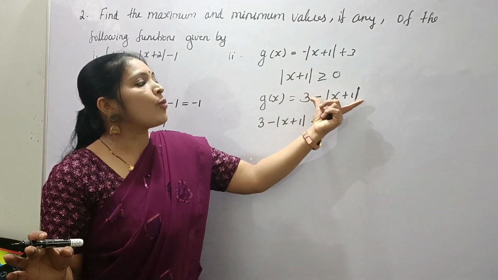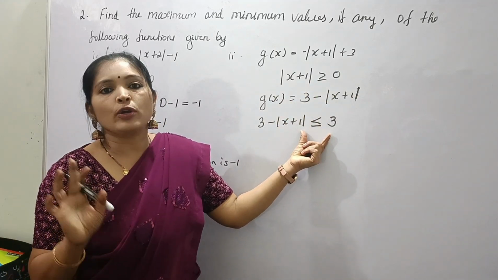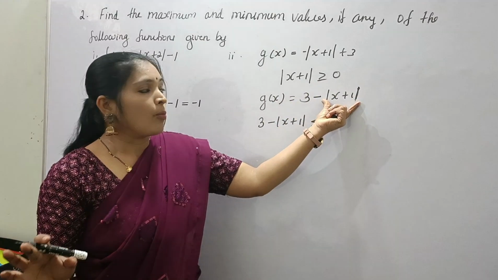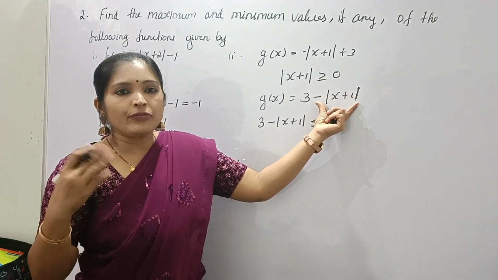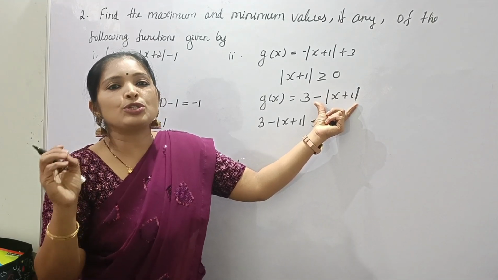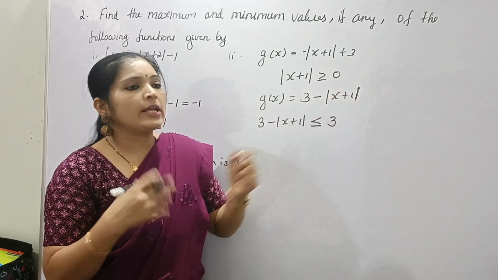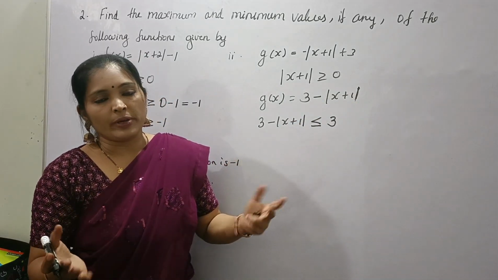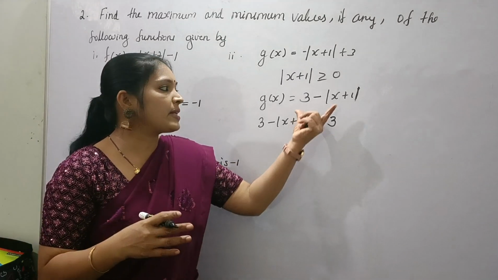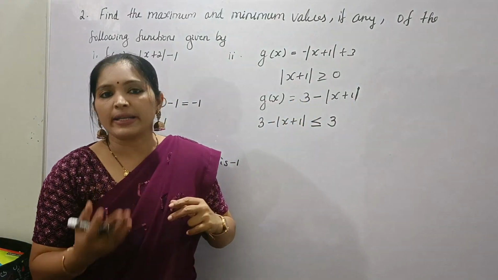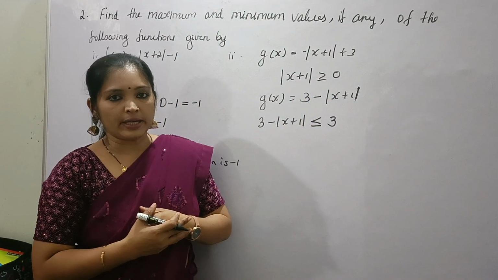Then 3 minus modulus x plus 1 is less than or equal to 3, because modulus x plus 1 is greater than or equal to 0. If you are confused, just substitute some values. Modulus x plus 1 greater than or equal to 0 means, suppose modulus x plus 1 is equal to 6. So what is the value? 3 minus 6, that will be minus 3. That is less than 3, right?